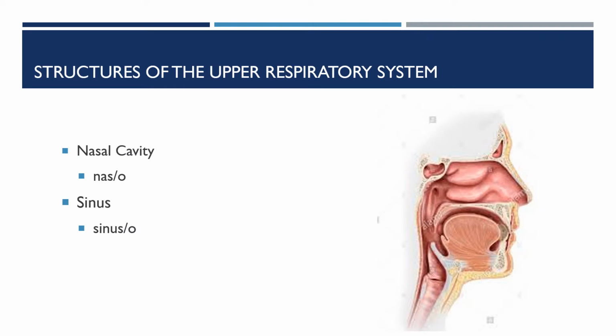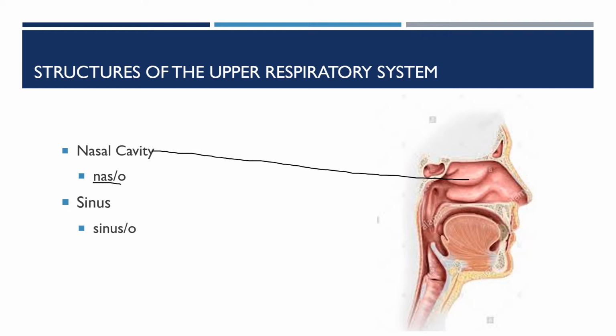We're going to start at the top and work our way down. So we're going to start with the structures that are in the upper respiratory system, and we're talking basically those that are in the head here. So let's start with the nasal cavity. Okay, the nasal cavity right here makes sense. It's where your nose is, and naso refers to nasal or nose.